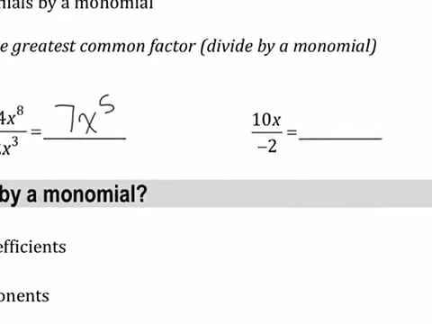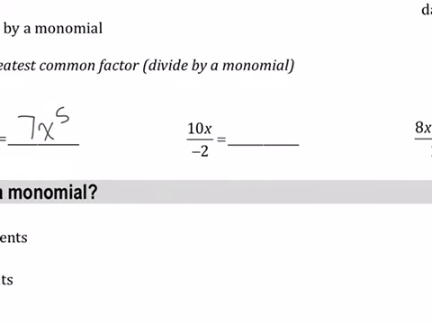Okay, well, what about if I'm trying this one over here? This is 10x over negative 2. Now, this bottom one does not have any exponents in it, but what it does have is a single term monomial, negative 2. We have 10x at the top. I know I can simplify 10 over negative 2. That's going to turn into negative 5. My exponents aren't going to change, so I'll have negative 5x.